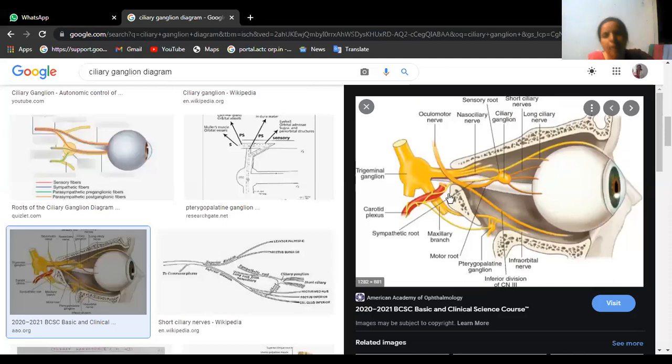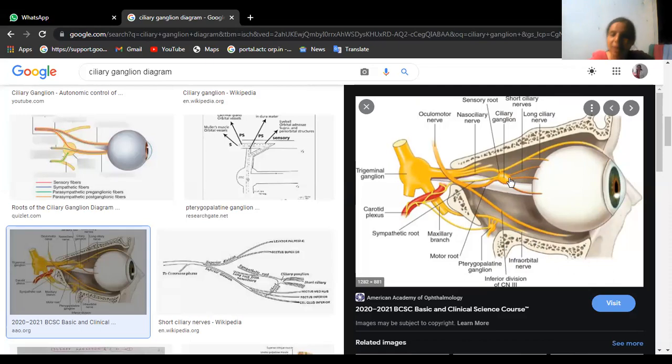And for ciliary ganglion, so we have studied orbit, right? Inside the orbit, we have studied eyeball. We have seen extraocular muscles. If you remember, at the superior orbital fissure, I have told you certain structures are passing inside. What were those? Trochlear nerve, oculomotor nerve, abducent nerve, and the ophthalmic division of trigeminal nerve were going inside.